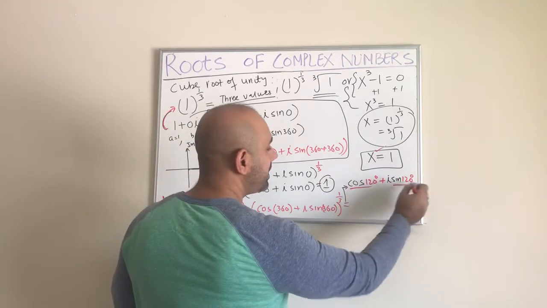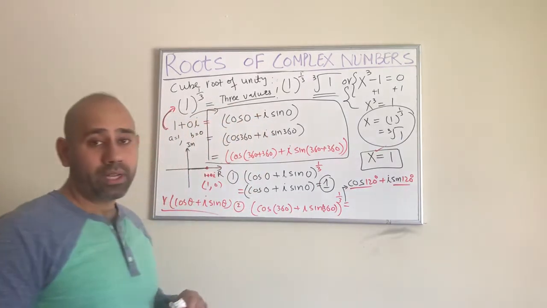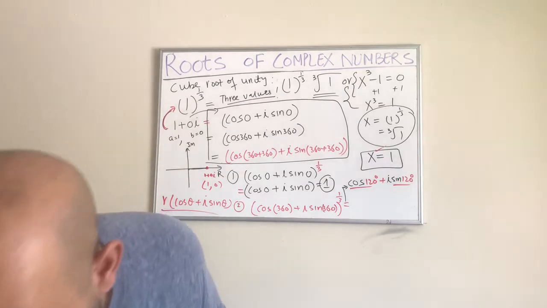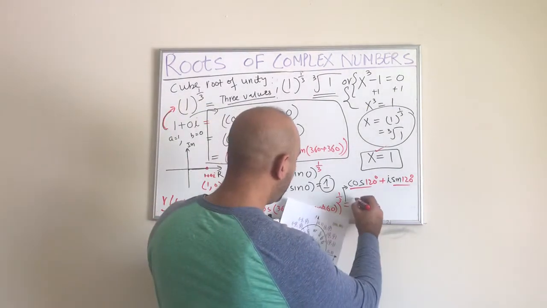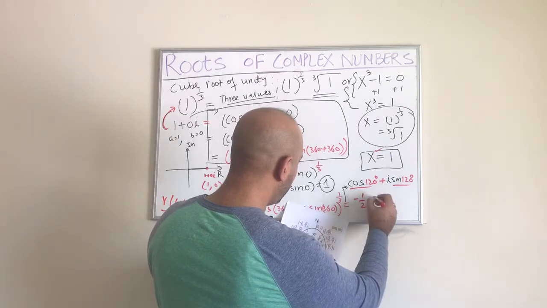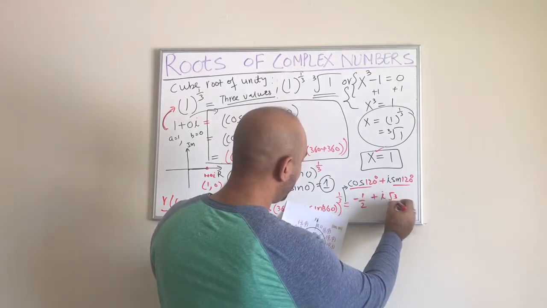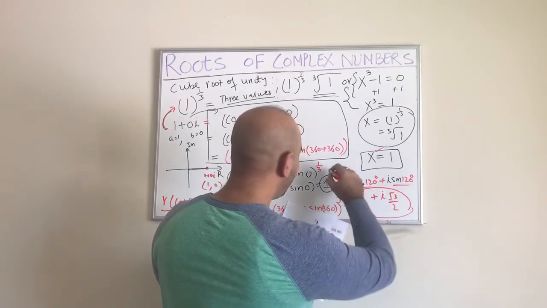But this and this, guys, we have to look into the unit circle and figure out what the values for those are. Looking at my unit circle, this is what I have: -1/2 for this, plus i times radical 3/2. So guys, that was one of my solutions.